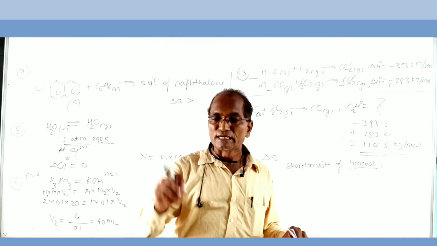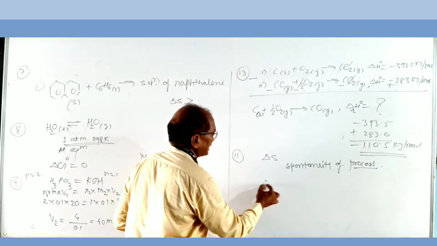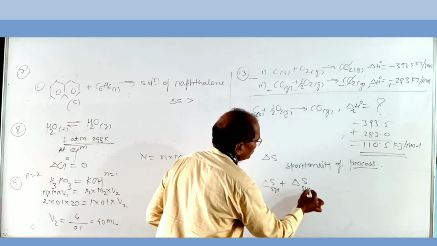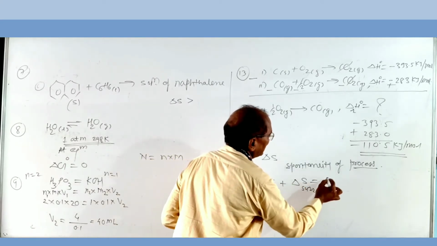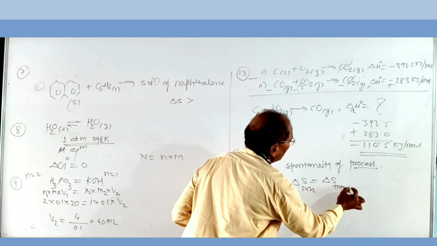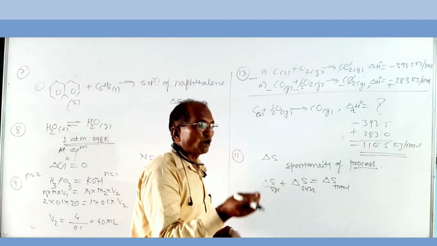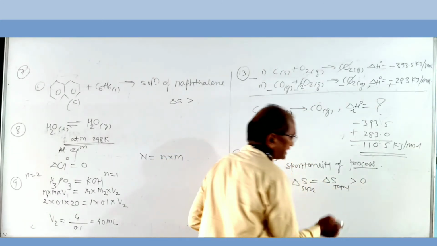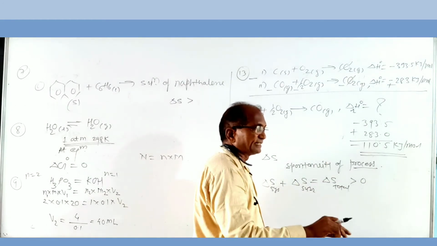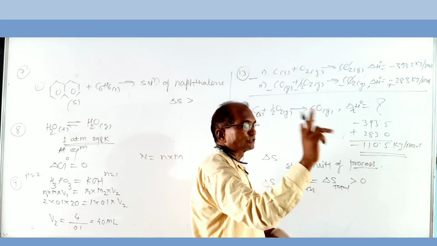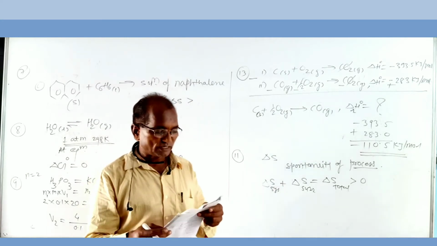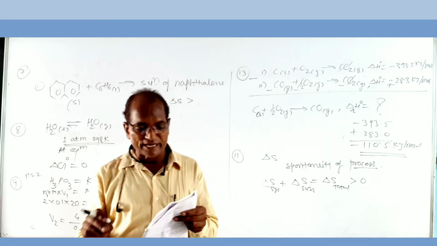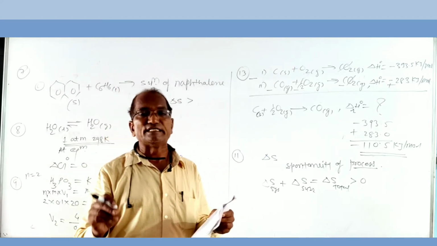At that time, calculate delta S of system plus delta S of surroundings. Then delta S total, also called the delta S of the universe. If delta S total is greater than 0, then and only then the reaction is spontaneous. Therefore, our answer is D. Delta S system plus delta S surroundings greater than 0, the reaction is spontaneous.